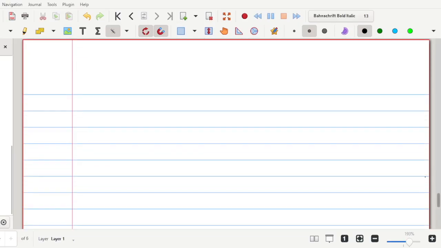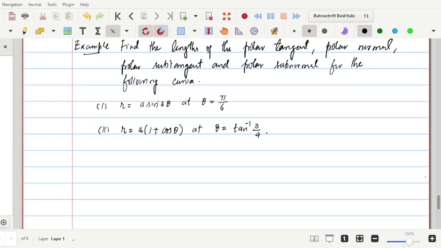Now, let's take one example in evaluating these parameters for a given curve in polar form. Okay, so this is our example. We need to find the lengths of the polar tangent, polar normal, polar subtangent, and polar subnormal for these two curves. The first one is r is equal to a sin 2 theta and theta equal to pi by 6. So let's take up the solution of the first one, given r is equal to a sin 2 theta.